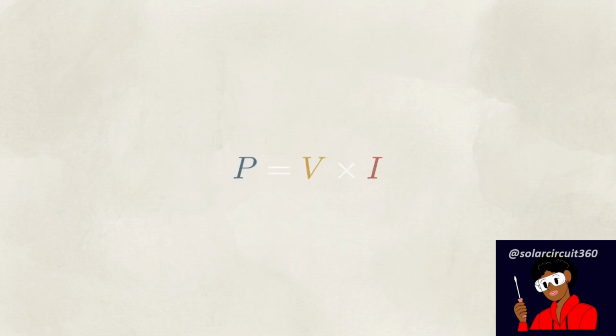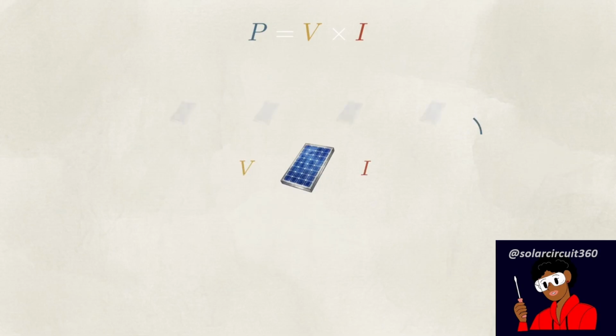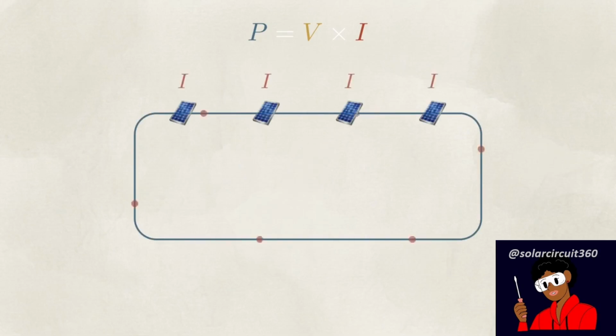This equation represents the law of solar power generation. Power equals voltage multiplied by current. For an individual module, watts are the product of localized voltage and current. In a series string architecture, the identical electrical current must flow through every panel.